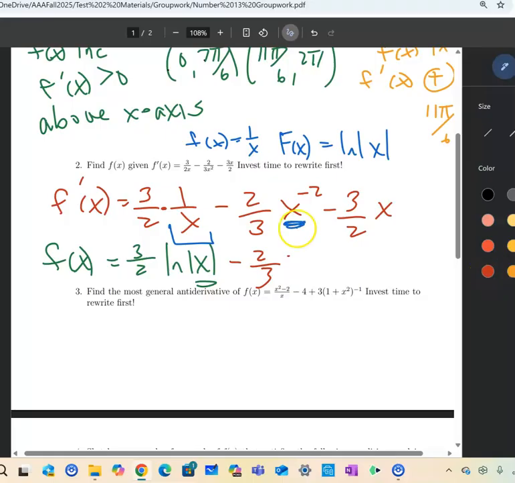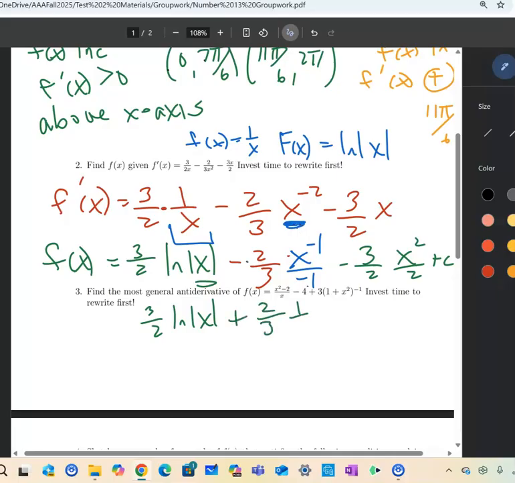And if I take the antiderivative of this, it gives me x to the negative 1 over negative 1. And then taking the antiderivative here, I get x squared over 2. And so then canceling, and then most general antiderivative means plus c. So let's fix this: ln of absolute value of x. So minus minus makes positive 2/3, and I'm just going to put it 1 over x, and then minus 3/4 x squared plus c. So that is your antiderivative.